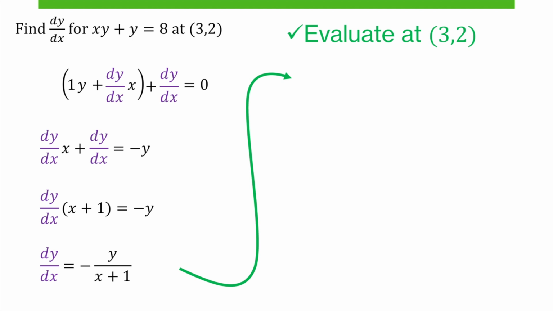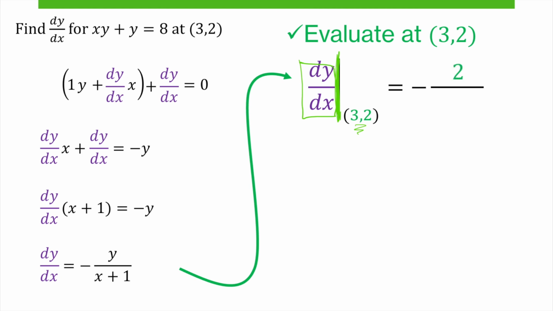Next is to evaluate it at the given point, (3, 2). So now we just plug in what we know. But there's a special way to write this. So this says dy/dx, and then this up and down line is like our evaluation line. So this would read dy/dx evaluated at (3, 2), or just dy/dx at (3, 2) equals, and now just plug in your x and y values. So negative 2 over 3 plus 1, you get negative 1/2. We did it.